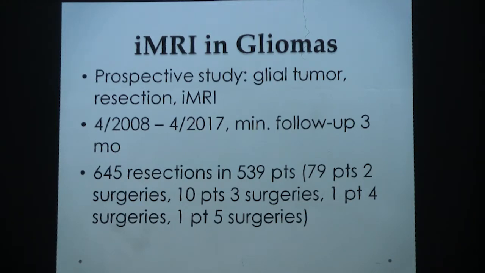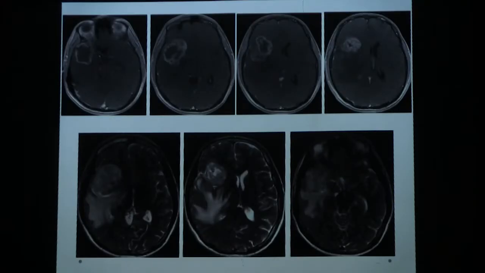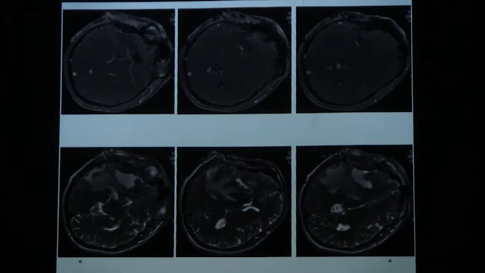Starting in 2008, there were 600 resections in 539 patients. So this is rather a huge number which we can use. And what it looks like usually is like that. This is a regular glioblastoma, which we all know. This is the intra-op MR with which we are happy.